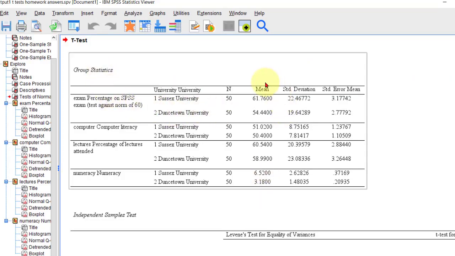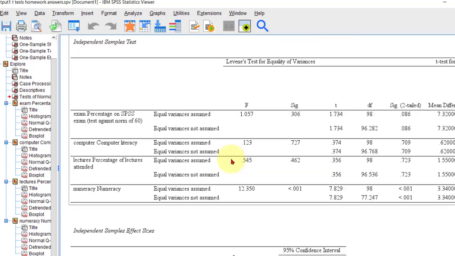So here are the group means for each one. Exam, there's Sussex, 61.7. Exam, Dunstan, 54. Computer, Sussex, 51. Computer, Dunstan, 50. So these are the actual means, and down here are the tests.